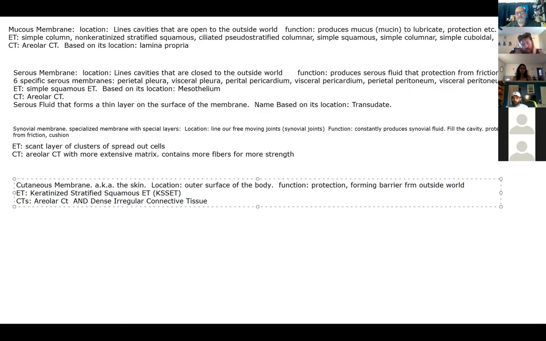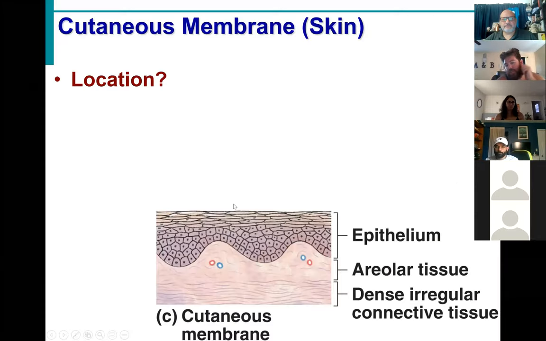Professor, question. Yes. Whenever we're referring to the dense irregular, do we need to say... So remember, we could say collagenous or? No. We know dense irregular connective tissues are made up of fibers, right? And they're primarily collagen fibers. But no, you don't have to say that it's a collagenous dense irregular connective tissue. As I said, we can use the term dense connective tissue or fibrous connective tissue, because they're pretty much interchangeable.